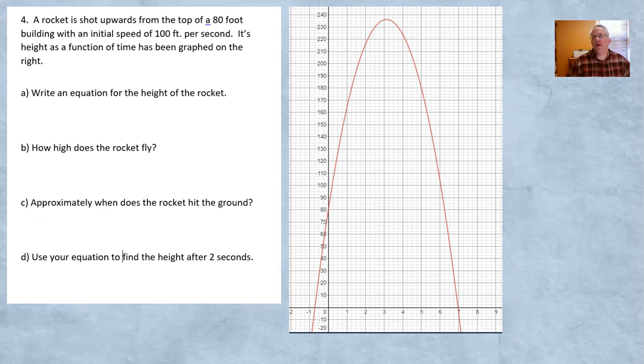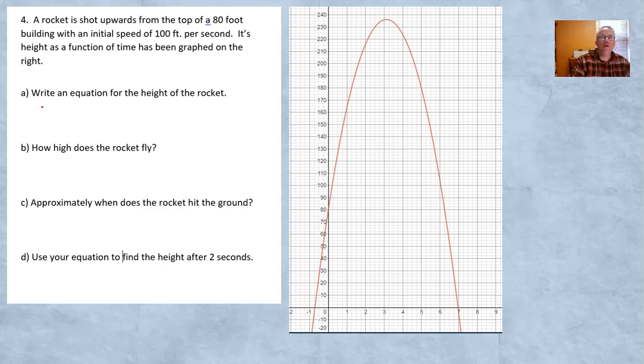Alright, this time we have a nice graph drawn for us for decimals. It says a rocket is shot upwards from the top of an 80-foot building with an initial speed of 100 feet per second. Its height as a function of time has been graphed on the right. Alright, cool. Write an equation for the height of the rocket. So we're going to write an equation for this parabola.